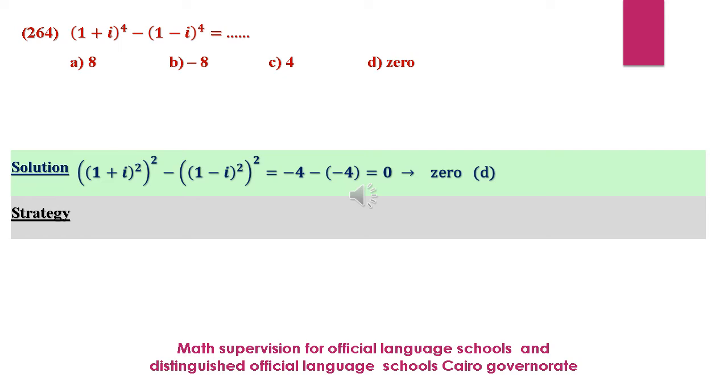(1 + i)^4 - (1 - i)^4 equals what? We can solve it by writing ((1 + i)^2)^2 minus ((1 - i)^2)^2, with each bracket squared.